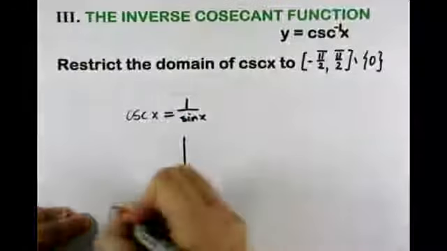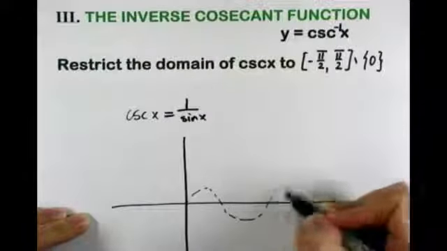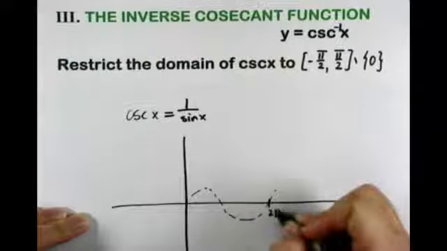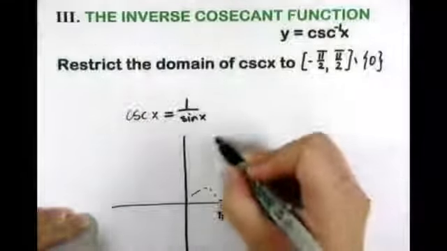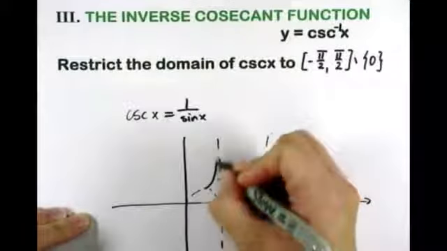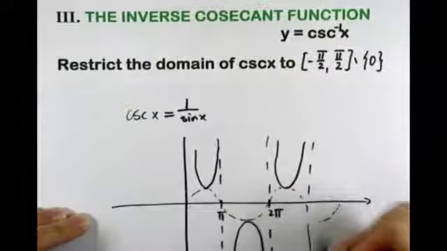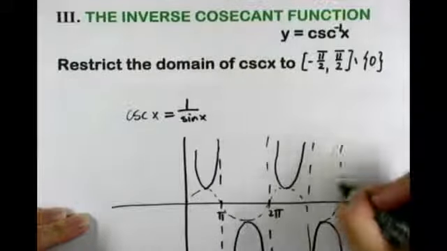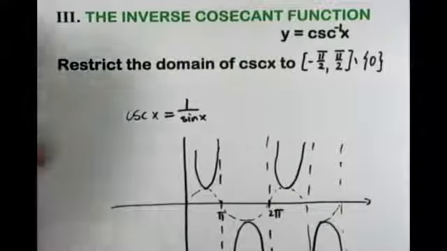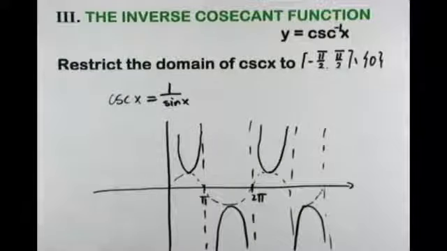So what was the graph? The graph of sine is the S shape, right? So here was 2 pi, here is pi. So now we have asymptotes at pi, 2 pi, and the cosecant graph is right here, and right here. Here would be another asymptote, and another asymptote, and so on. Okay, that's the cosecant graph.